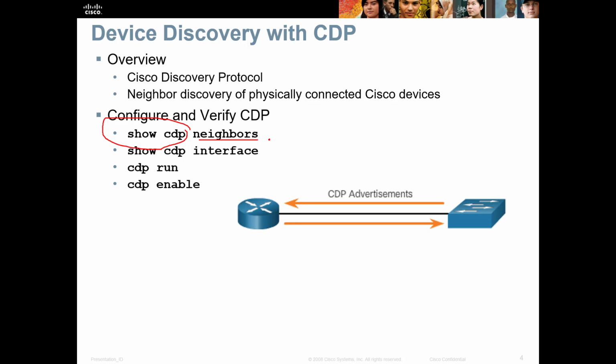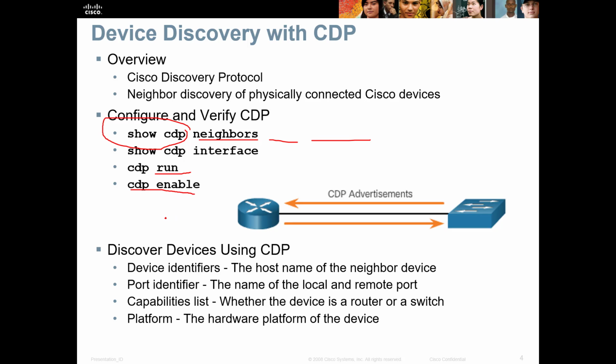Do you want to see neighbors? You can add other adjectives out here to say, show me more detail. You can look at the interfaces. This is what turns it on, CDP enable. These commands, I should have put them in the reverse order. And this enables it, but then you actually have to run it. And we'll do that from the admin point of view, okay?